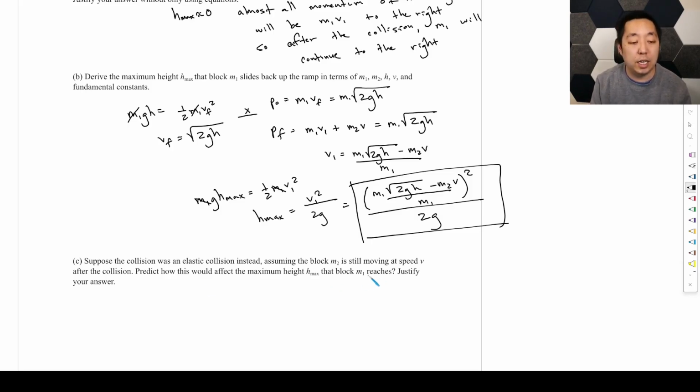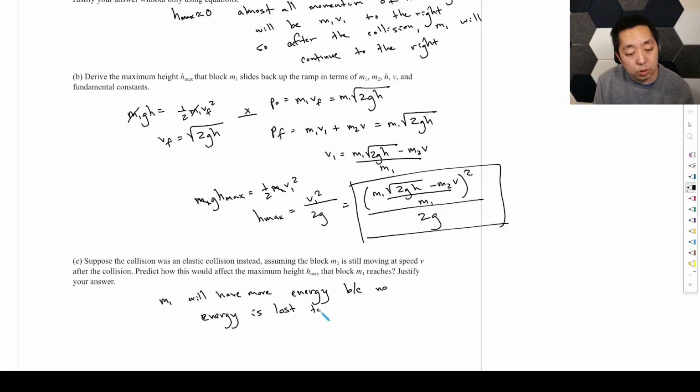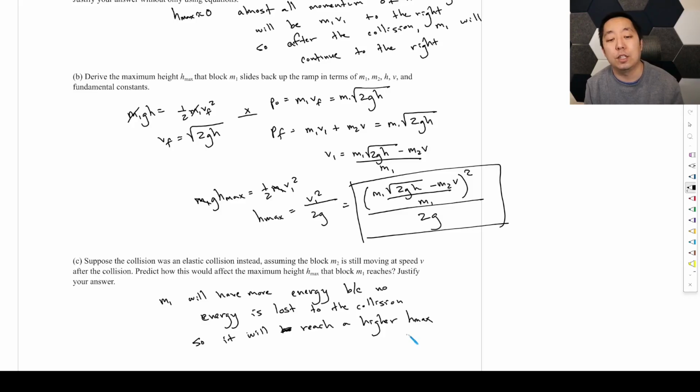Well, now we're not going to lose any energy. So m1 will have more energy because no energy is lost to the collision, so it will move higher. It will reach a higher h max. Okay, so we won't lose any energy to the collision. Everything will go back into v1, m1, and then we'll come back up.